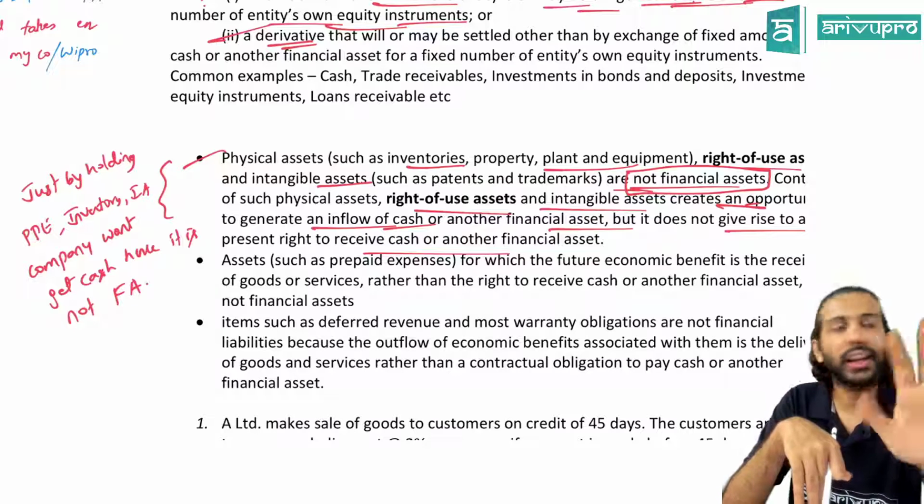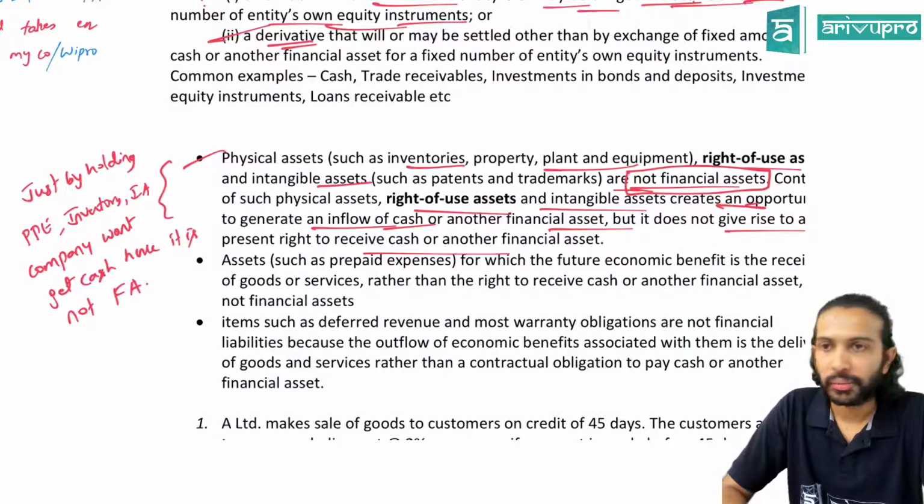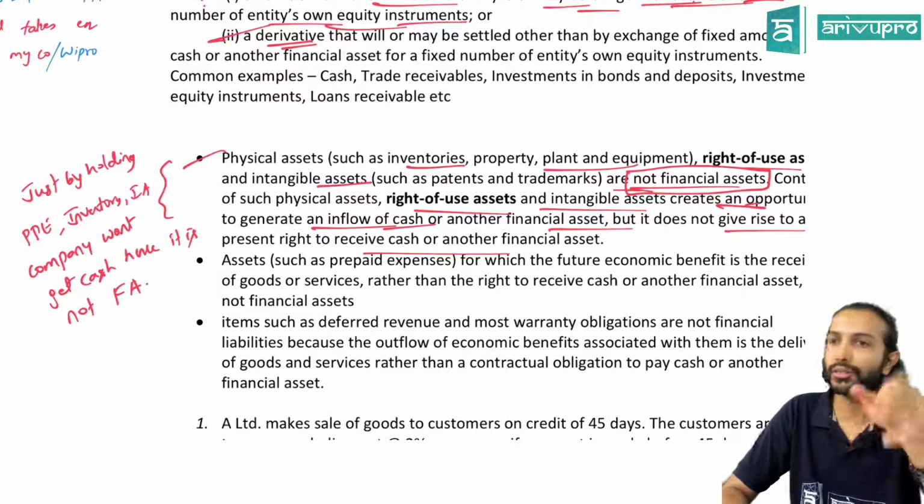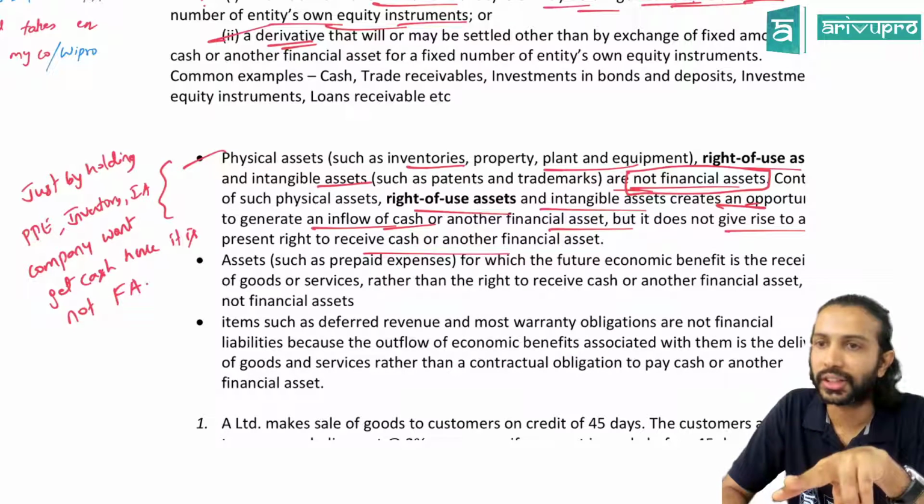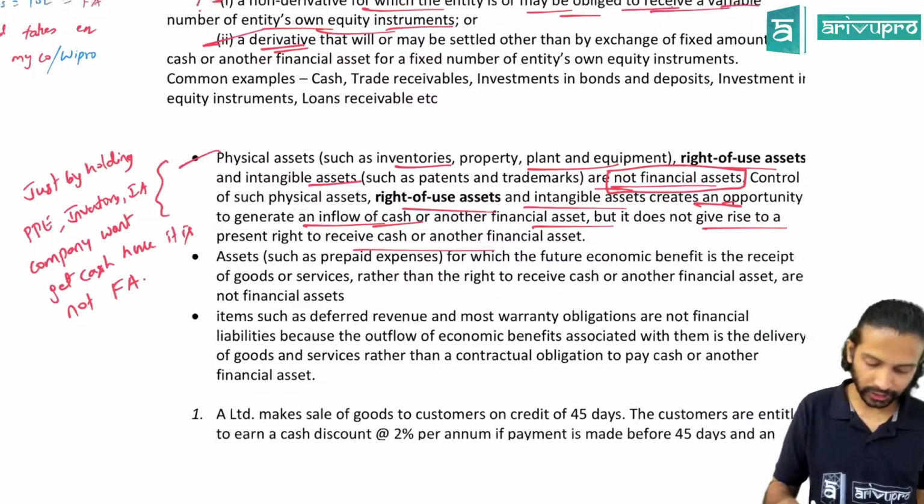And for prepaid expenses, advance given to suppliers and all, here also we have a right to receive, but we don't have a right to receive cash. Here we have a right to receive goods or a right to receive service. Hence, they are also not financial assets. Done now? Anything else?